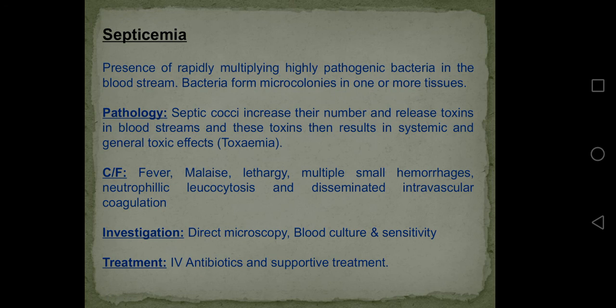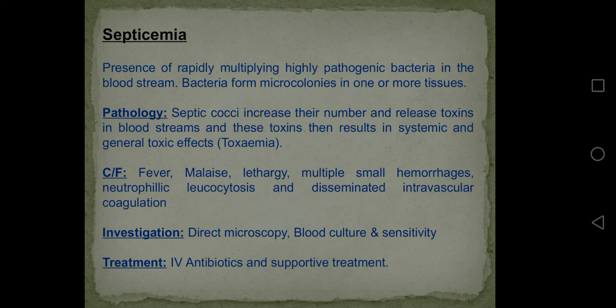So what is septicemia? Septicemia is the condition when there are rapidly multiplying, highly pathogenic bacteria present in the bloodstream, and these bacteria also form microcolonies in one or more tissues. Okay? The pathogens are circulating in the bloodstream, and along with this, they are forming microcolonies in one or more tissues of the body. This condition is called septicemia.